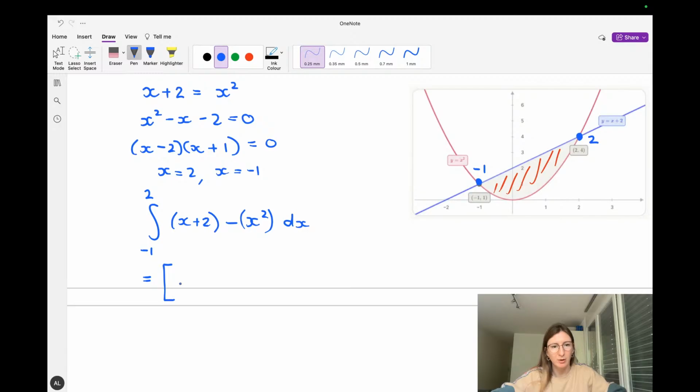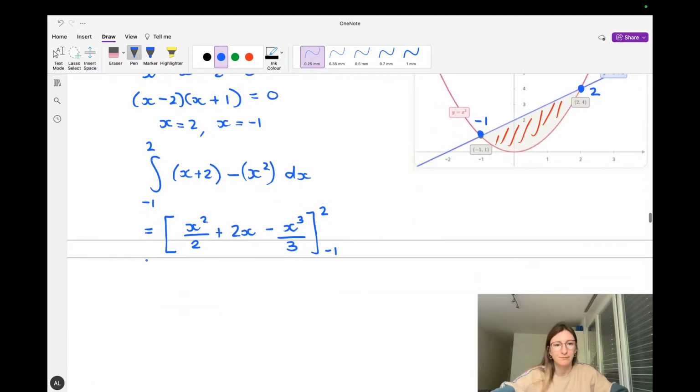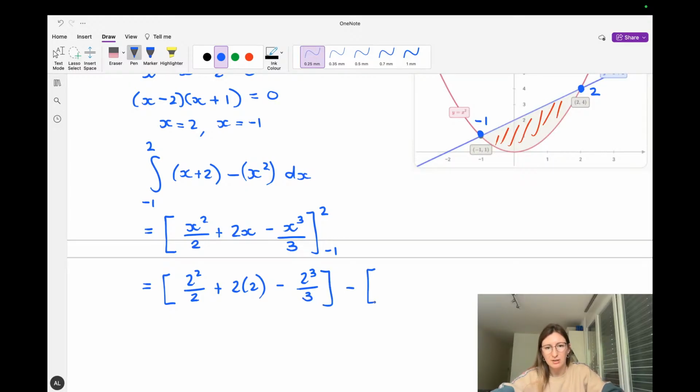Why not? Don't forget our big brackets. So x is going to be x squared over 2, 2 is going to get an x, and this is going to be minus x cubed over 3, with my limits over there. And now I need to substitute for 2 and then minus 1. So 2 squared over 2 plus 2 times 2 minus 2 to the power of 3 over 3. That was just for x equals 2. Minus, and now we're going to substitute for minus 1. And let's be very careful with brackets here because it's a minus 1. There's a lot of squares going on.